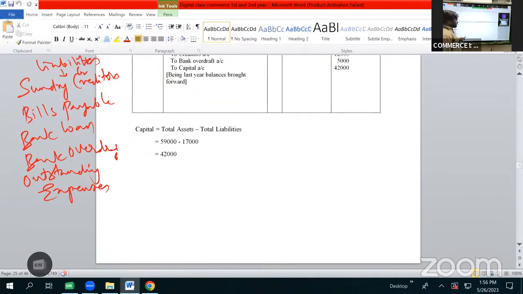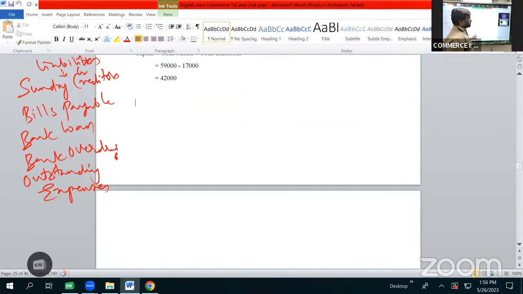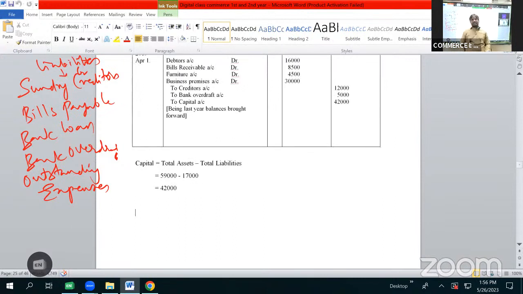So with this, we conclude this session, general proper. So the weightage for subsidiary books was for 5 marks and the weightage for general proper is for 2 marks.